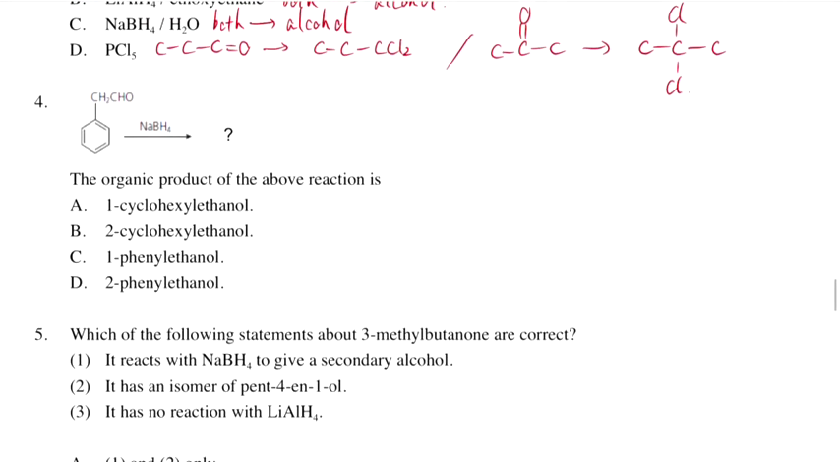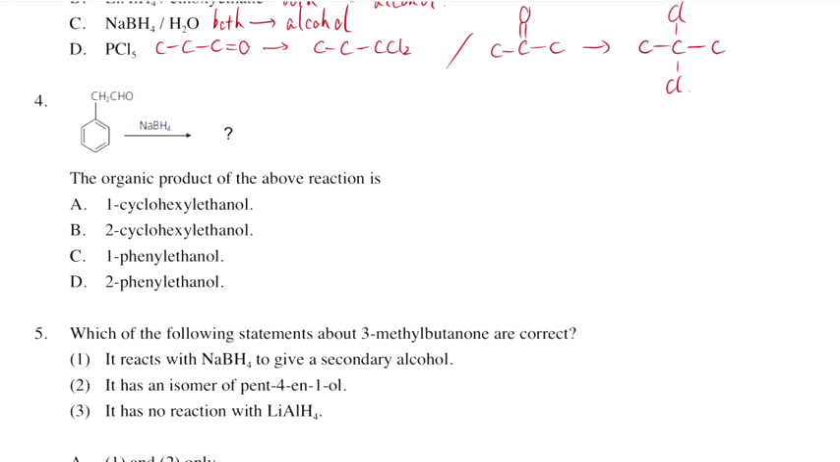Question 4. The organic product of the above reaction is, so for this one, we have an aldehyde, and then it will undergo reduction with sodium borohydride. Let's draw the structure of the product first. After the reduction reaction, the C=O would turn into an OH group. So this alcohol we get should be like this. And then remember the alcohol group, the functional group should have the lowest number, so we should label carbon 1, carbon 2. So it should be called 2-phenylethanol. So the correct answer should be D.